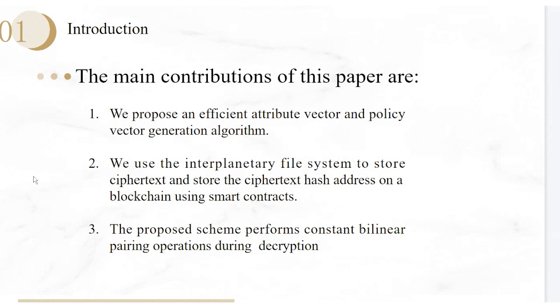The main contributions of this paper are as follows. First, we propose an efficient attribute vector and policy vector generation algorithm. Second, we use the interplanetary file system to store ciphertext and store the ciphertext hash address on a blockchain using smart contracts. Third, the proposed scheme performs constant bilinear pairing operations during decryption.